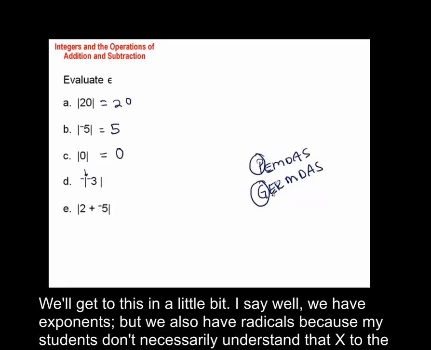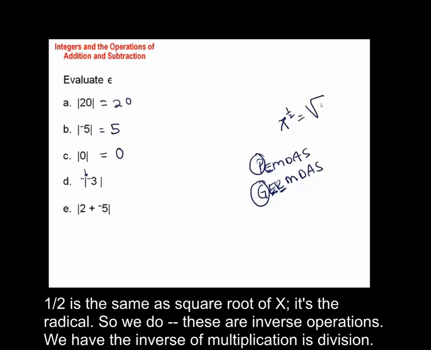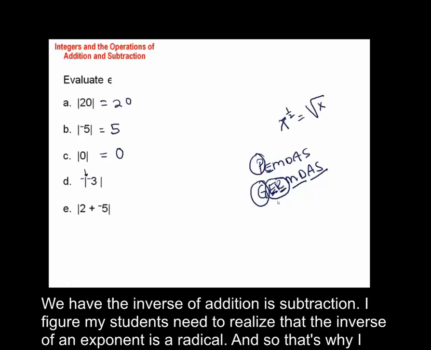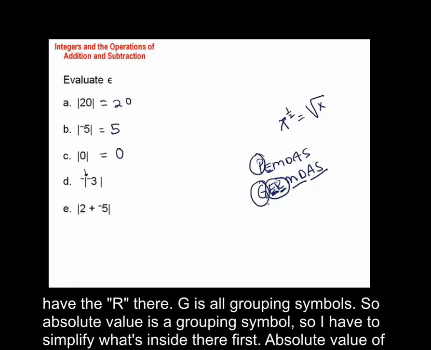I say, well, we have exponents, but we also have radicals because my students don't necessarily understand that x to the 1/2 is the same as square root of x. It's the radical. These are inverse operations. The inverse of multiplication is division. The inverse of addition is subtraction. I figure my students need to realize that the inverse of an exponent is a radical, and so that's why I have the R there. G is all grouping symbols.